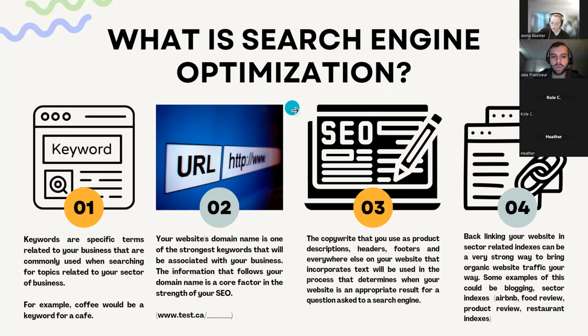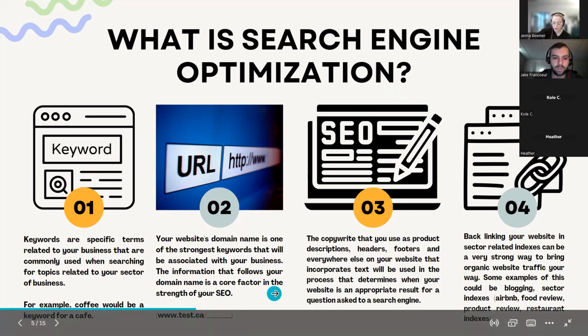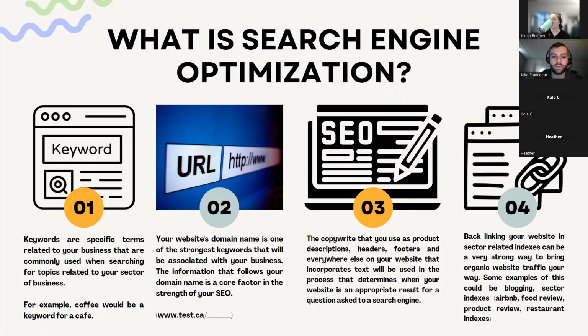So let's talk about URL. Number two is URL. Your website's domain name is one of the strongest keywords that will be associated with your business. The information that follows your domain name is a core factor in the strength of your SEO. In the example at the bottom, it says www.test.ca, and then there's a backslash. The words that follow that backslash are generally going to be page relevant to your website.